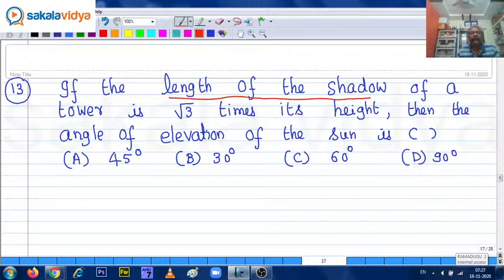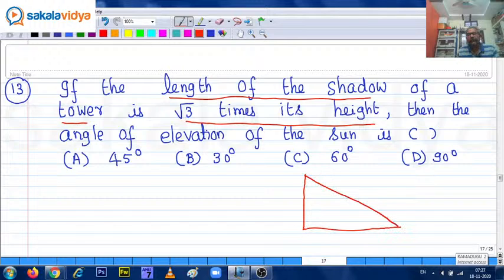Length of the shadow of a tower is root 3 times its height. Then we need to find out the angle of elevation of the sun. So this is the tower, this is the length of the shadow. So angle of elevation theta. Length of the shadow is root 3 times height. Say for example h, this will be root 3 times h. Now write down tan theta.